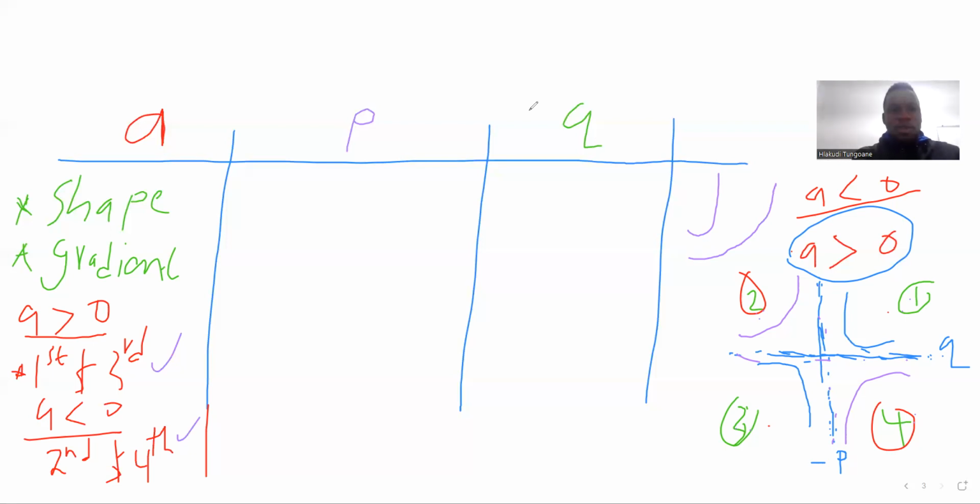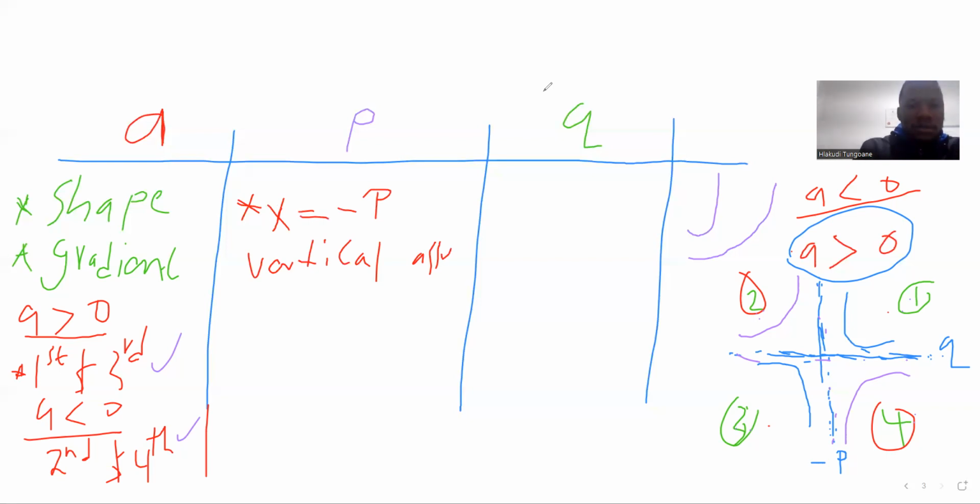Now let's look at P. We already mentioned that minus P is a vertical asymptote, so x equals minus P is a vertical asymptote.